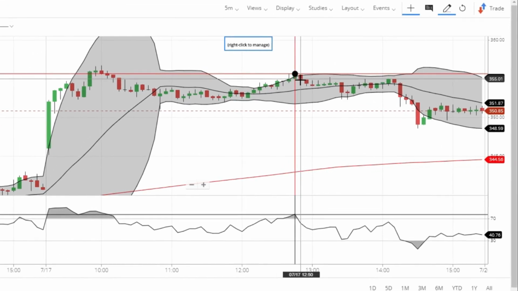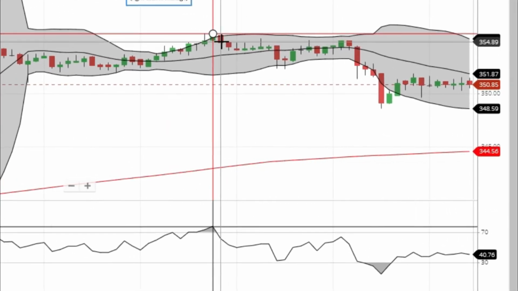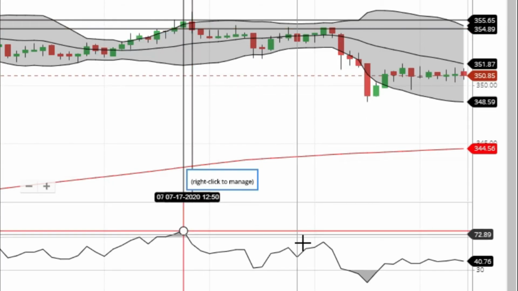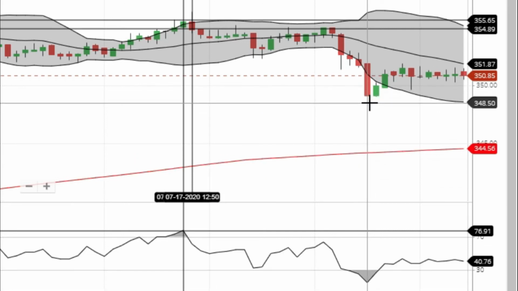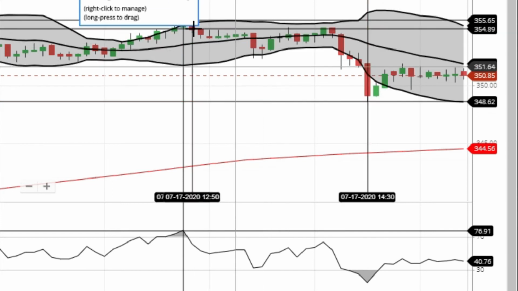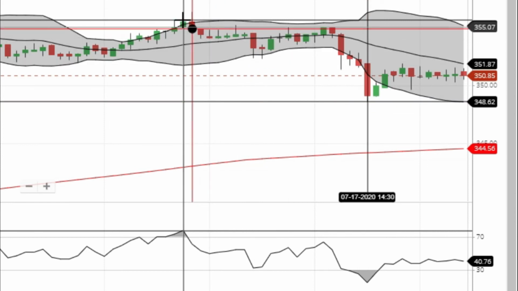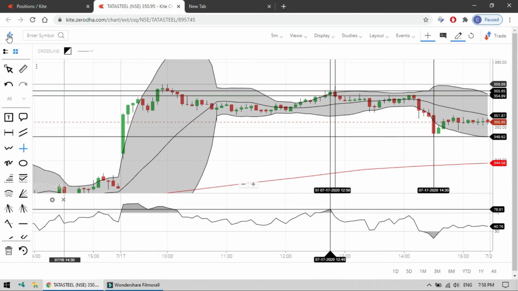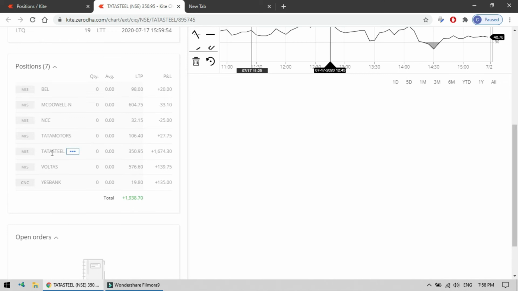355 was my stop loss, and I have taken a sell position at 354.7 here. And again a buy position at 348, this level. So this was my profit zone, a margin of safety I can say, and this was my stop loss. As you can see, the quantity I traded is 250 in this Tata Steel, and 354 was my sell level and 348 was my buy level.